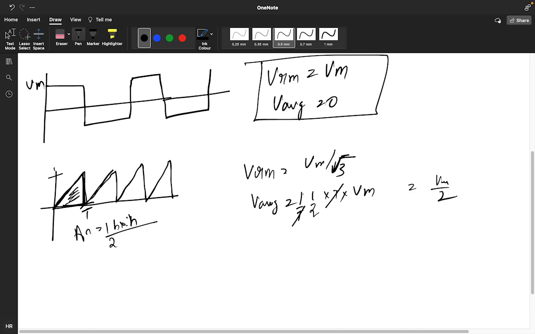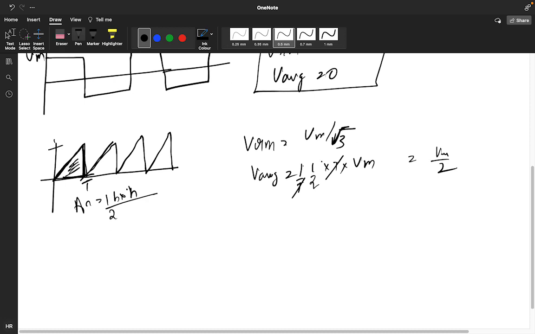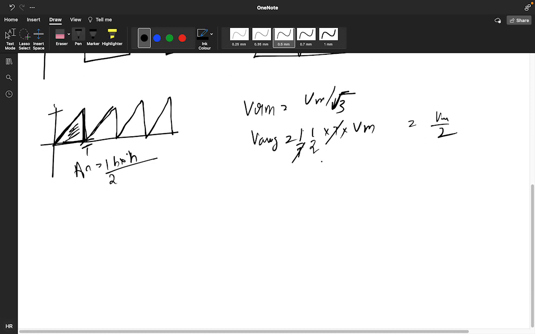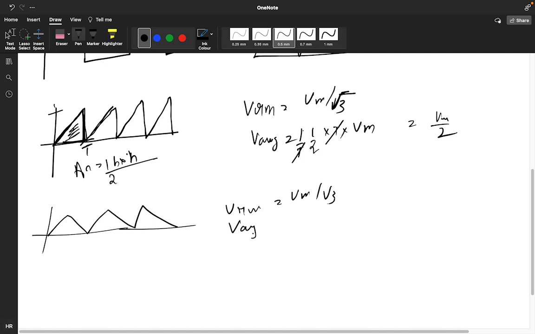For the average value of a triangular signal, you will get Vm by 2. For the RMS value of a triangular signal, you will get Vm by root 3. Now there is a very important concept. If you remember this concept, then everything is done. For any kind of triangular signal, the RMS value will be Vm by root 3 and V average will be Vm by 2.